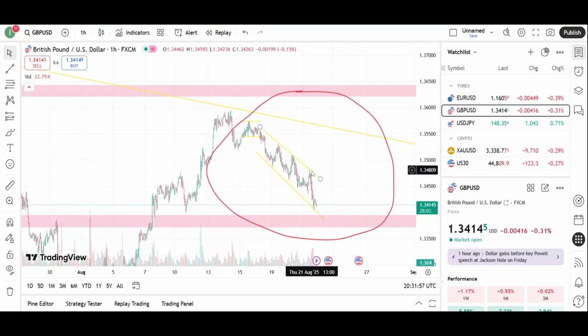It's not that you just enter tomorrow and start buying. No. Watch very, very carefully and make sure that whatever you are trading is in the direction of the market.